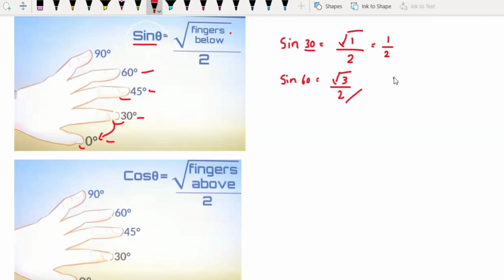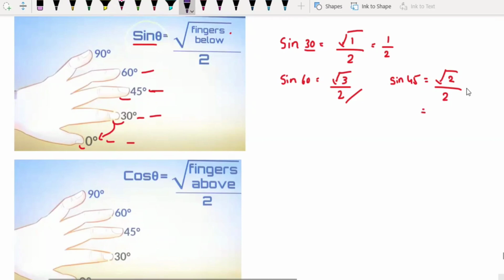If we want to find sine 45 degree, below 45 you can see two fingers, 1, 2. So what should we write inside the root? Root 2 divided by 2. Now we know that sine 45 degree is not root 2 by 2. It is 1 by root 2.